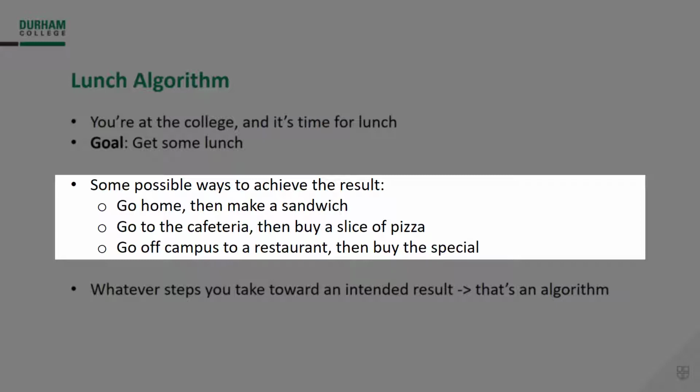You might have to move from where you are to the bus stop or to the parking lot, and then find your way and travel to your home using whatever technique you would use, to say nothing of how you make a sandwich. A second option could be you go to the cafeteria and buy a slice of pizza. That satisfies the goal, but it's an entirely different way of satisfying the goal. And then another option might be to go off campus to a restaurant and buy whatever the special is. Again, you're satisfying the goal, but you're taking a completely different approach to doing it.